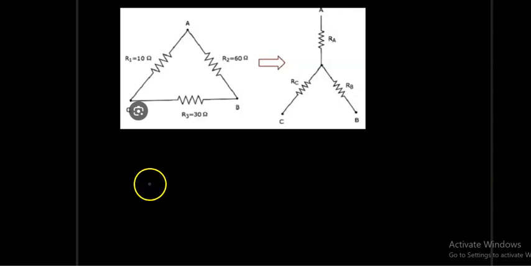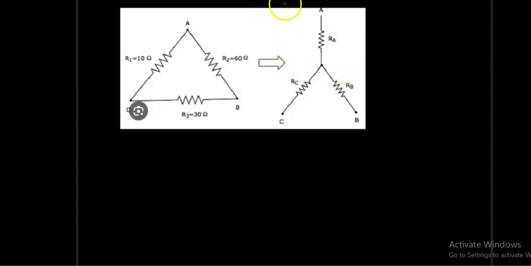In this class we are going to discuss how to convert a delta connected resistor configuration to star connected, and star connected to delta, vice versa. Here we can see a delta connected resistor configuration with 10 ohm, 60 ohm and 30 ohm resistors, and we are going to find its equivalent star connected resistors.